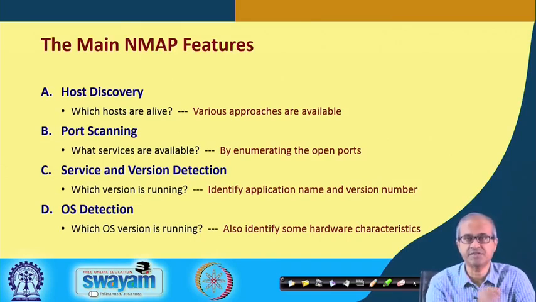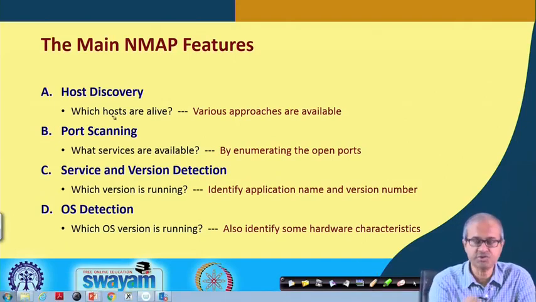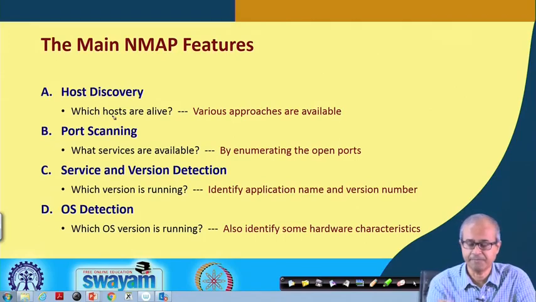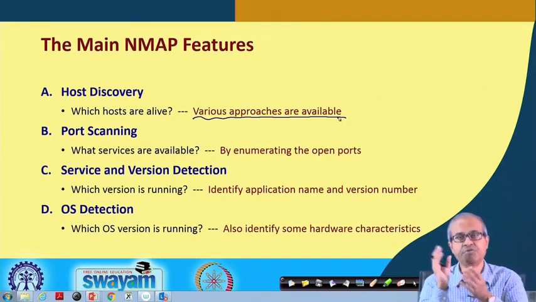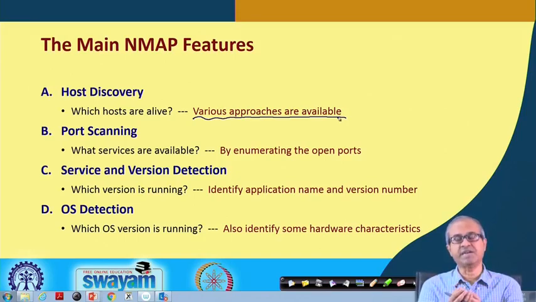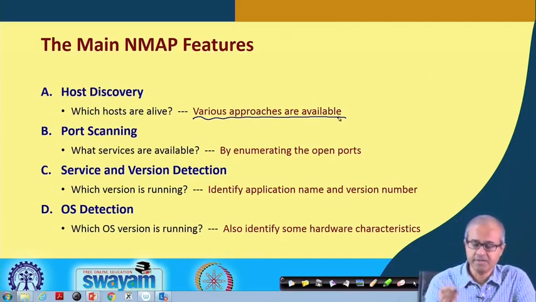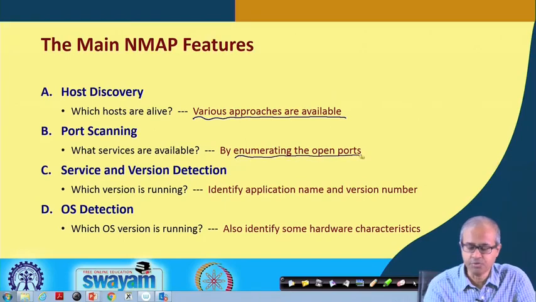Talking about the features that NMAP provides, broadly speaking, there are 4 features you can say. First, of course, the first and foremost is host discovery. Here you are trying to find out which hosts on a network are currently alive. Here again there are various approaches, some of them we shall be discussing. Next comes port scanning. After you have detected which hosts are up and running, you try to find out what services are currently running on those hosts, that means which port numbers are open. So, you can enumerate the open ports and you can find out the services, because an open port means the services are running.